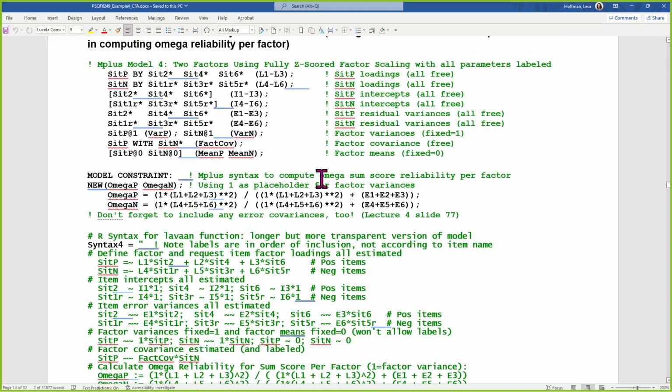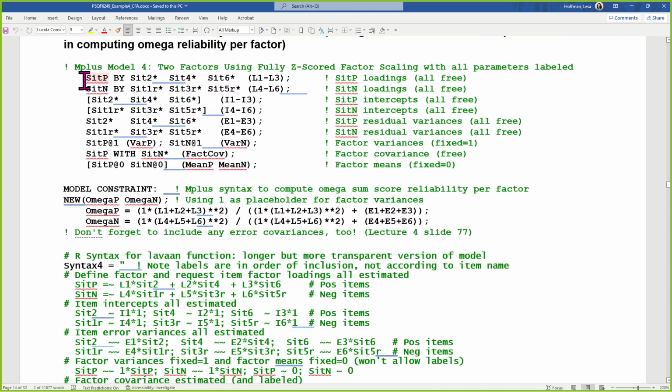So we looked at this a little bit last time. I have fit 2 factors. I called them sit P and sit N for positive wording and negative wording. And I labeled each of the loadings that's being estimated as label L1, 2, 3, L4, 5, 6. I also labeled the error variances 1, 2, 3, 4, 5, 6, and the reason that I did that is because I'm going to use those estimates and make it do math.